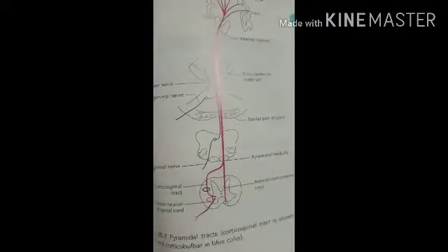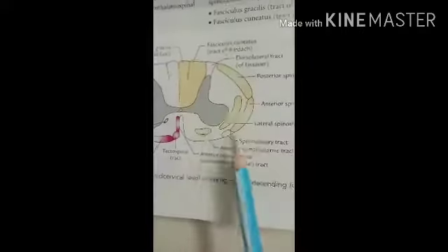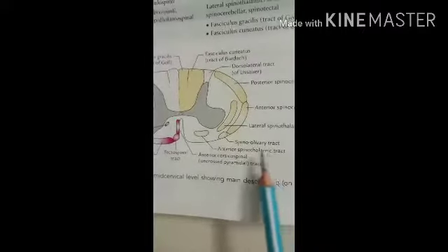Then the next one is the damage of the anterior spino-ophthalmic tract. So here in this diagram, you know this is the anterior spino-ophthalmic tract.